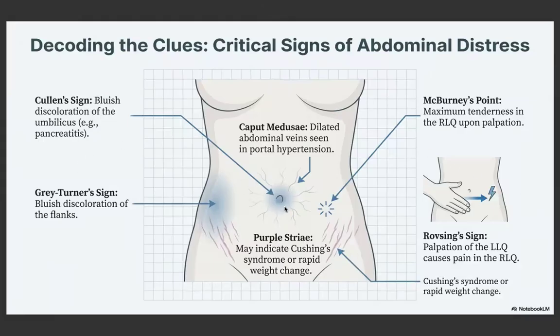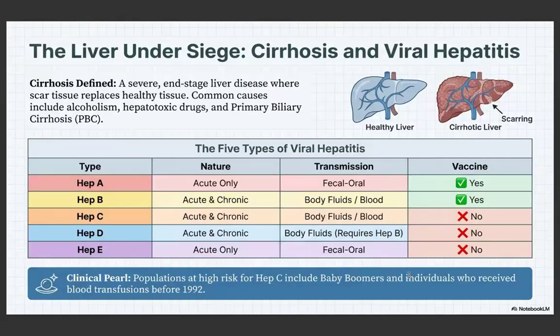This is the Cullen sign, the Turner's sign that's on the flanks. There's the caput medusae. It's very commonly seen in portal hypertension, but that's dilated abdominal veins. And then again, that Rovsing's sign where you touch the left side and it causes pain in that right side. So, talking about hepatitis.